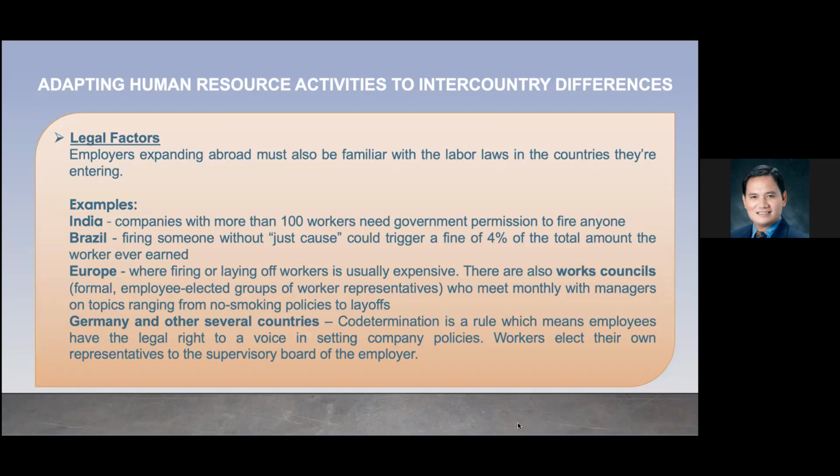There are also work councils, composed of formal employee-elected groups of worker representatives who meet monthly with managers on topics ranging from no-smoking policies to layoffs. And lastly, in Germany and several other countries, co-determination is a rule, which means employees have the legal right to a voice in setting company policies. These workers elect their own representatives to the supervisory board of the employer.